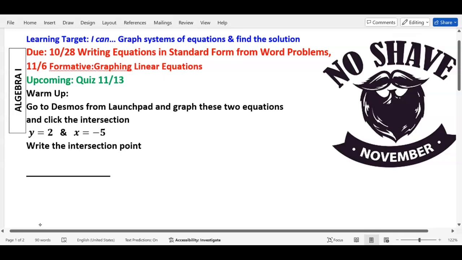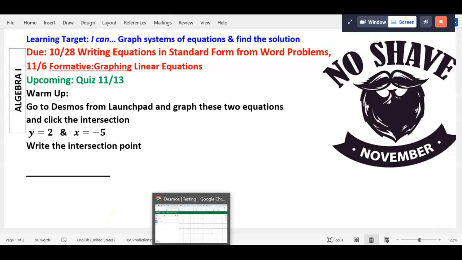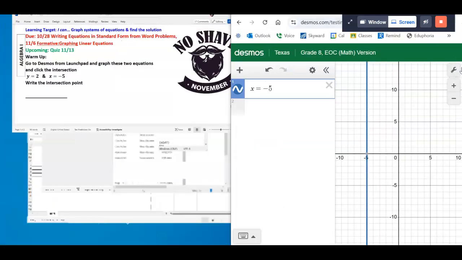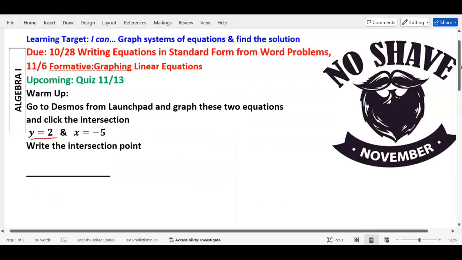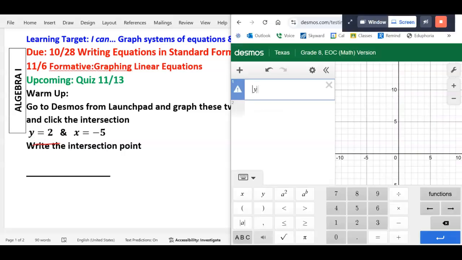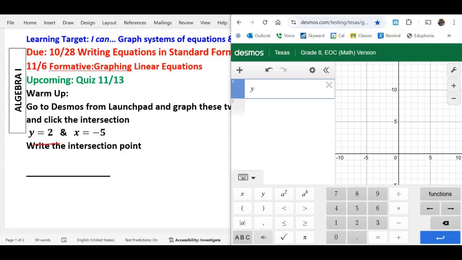All right, so just like we've done before, you can go to Desmos, and we're going to graph these two lines. So if I graph y equals 2, I'm going to literally type y equals 2. Now whenever it's y equals a number, that's going to be a horizontal line that hits the y-axis. So you see this green line here? It goes through 2.